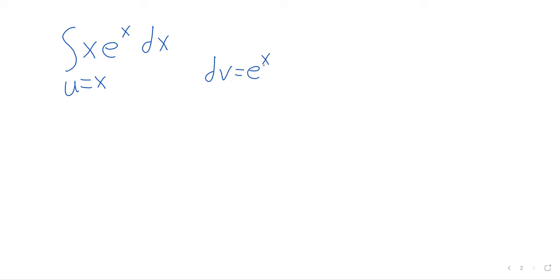And to do integration by parts, we need du, and we need v. One of those is differentiation, and one of them is integration. To go from u to du is a derivative. To go from dv to v is the opposite. It's an integral. Now, the integral of e to the x is e to the x.